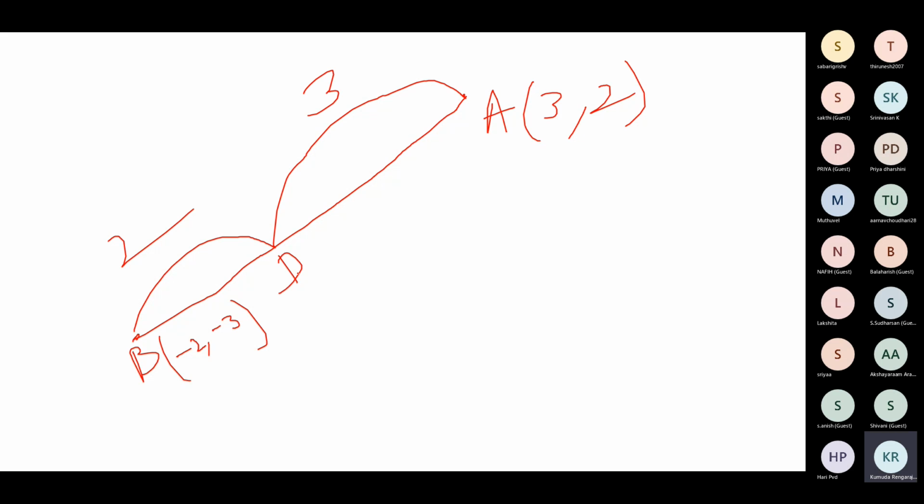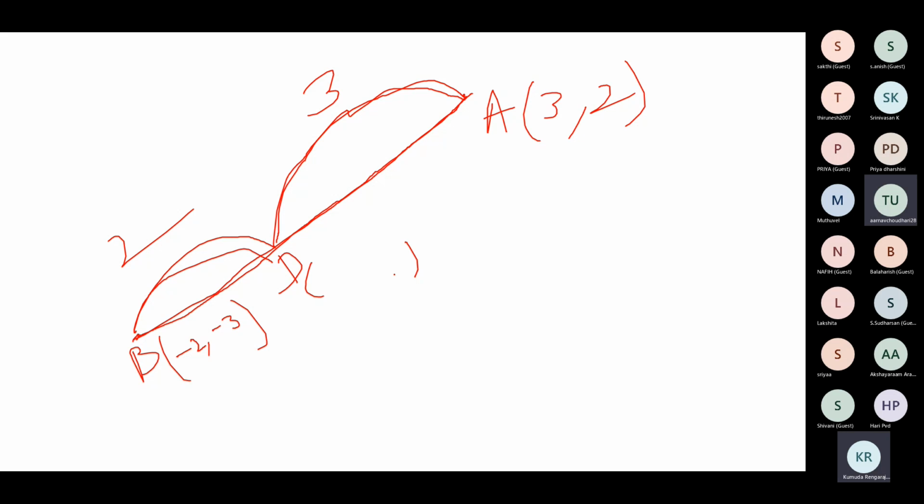BD, because D divides the line segment joining B to A in the ratio 2:3. So B to D is 2 parts and D to A is 3 parts. Please tell me the coordinate. That means it will be 2 into 3 plus 3 into minus 2 by 2 plus 3. 0, minus 1. Yeah, that's what I had a doubt.